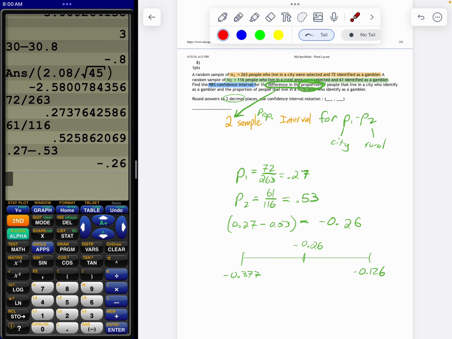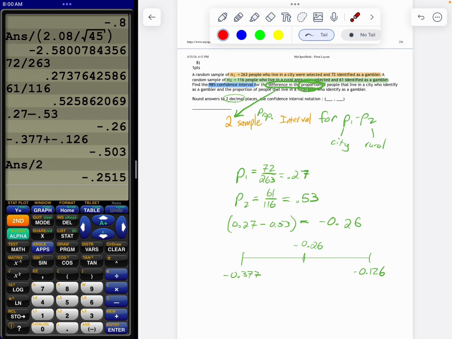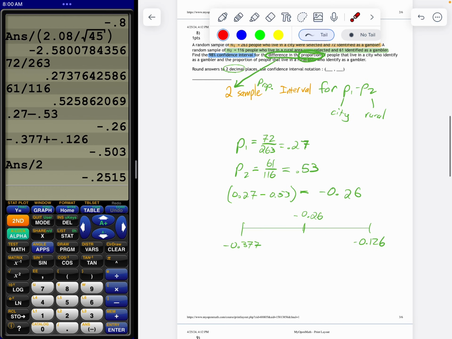Real quick, I'm just curious. This is what I do. If you add this up and divide by 2, you should get the center if I did my work right. So negative 0.377 plus negative 0.126 divided by 2. No, it's not perfect. I wonder if there's some rounding. Maybe this has been rounded a little, which is affecting this a little bit. It's not so far off that I feel terrible about it. Okay, there's your interval.